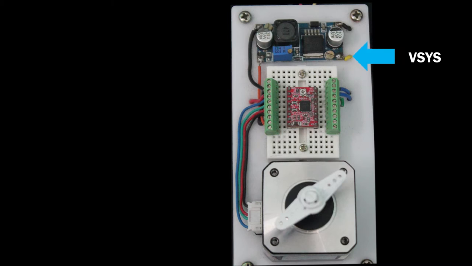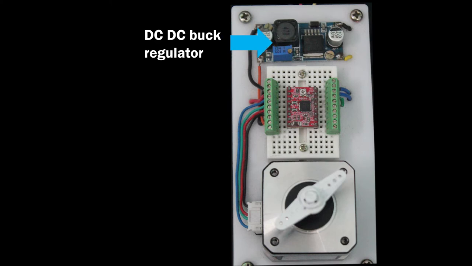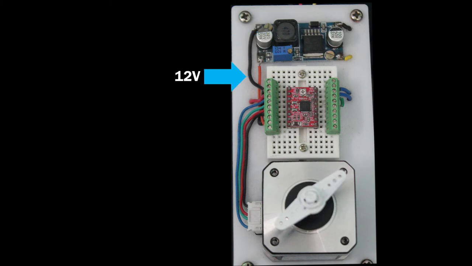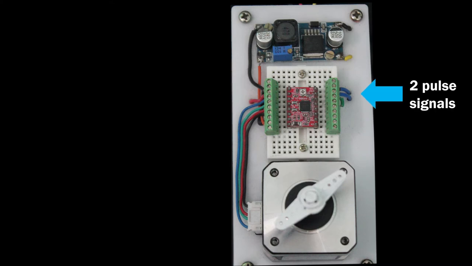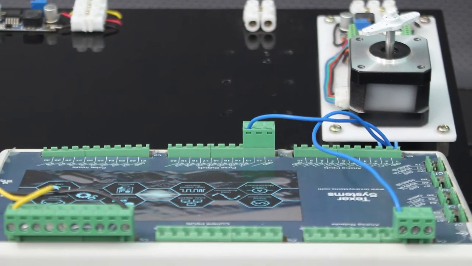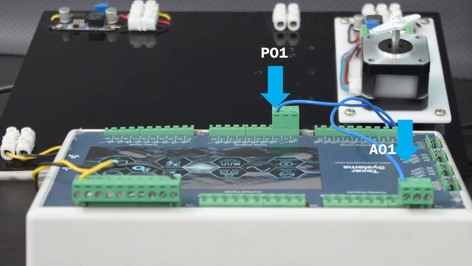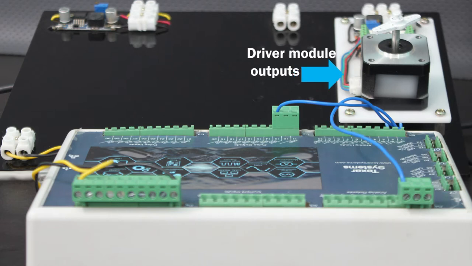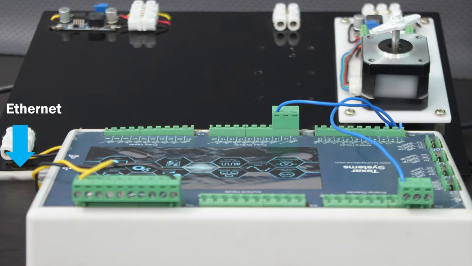This yellow wire is VSIS, which is converted to 12 volts with this DC-DC buck regulator. This orange wire carries 12 volts. These two blue wires are pulse signals. As explained in the connection diagram, they are connected to A01 and P01 of T7000P. These four wires from the driver module are connected to the stepper motor connector. T7000P is connected to the PC using Ethernet.